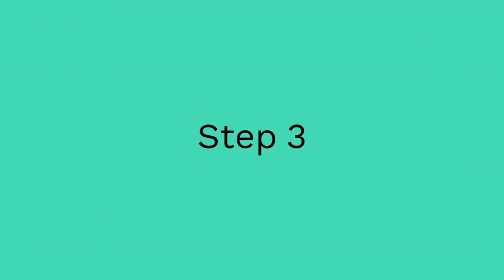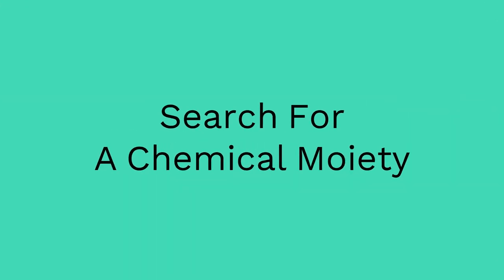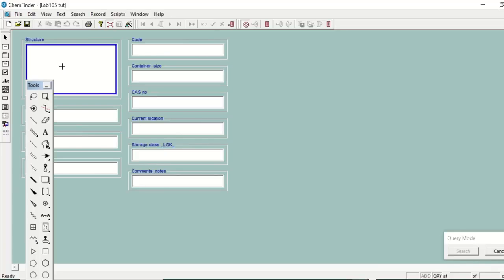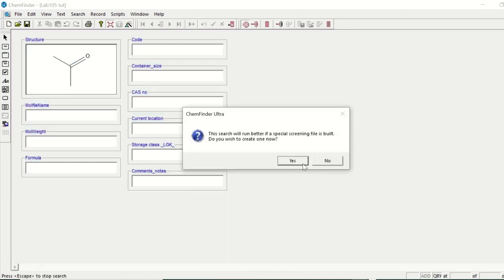And once you've enabled the query function, it's time for step 3, search for a chemical moiety. Let's search for carbonyl groups. Double-click in the structure window and draw the group using the ChemDraw tools. You hit search, and the search results appear on the screen. You can also view the results as a table by clicking the Switch to Table button.